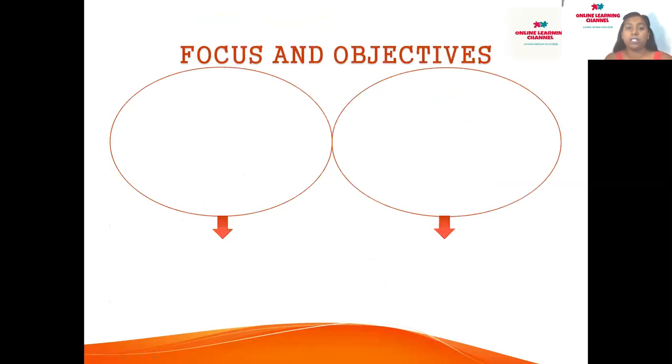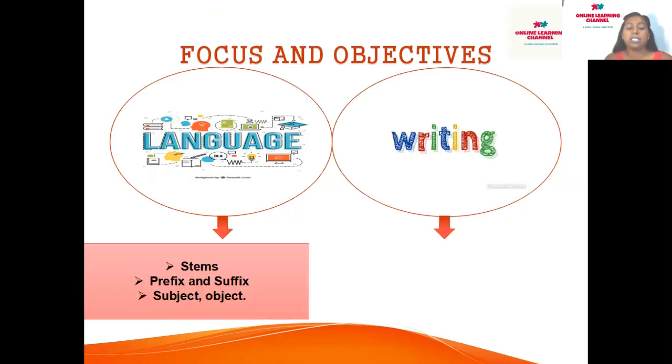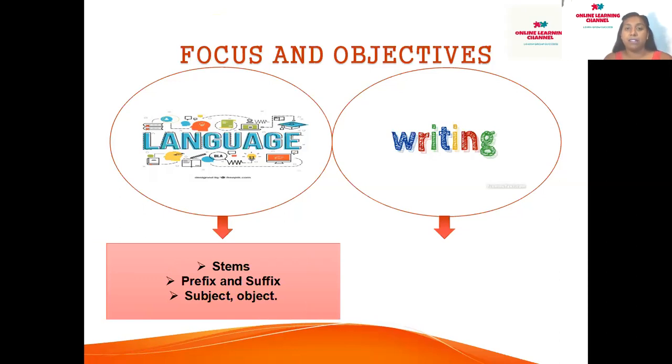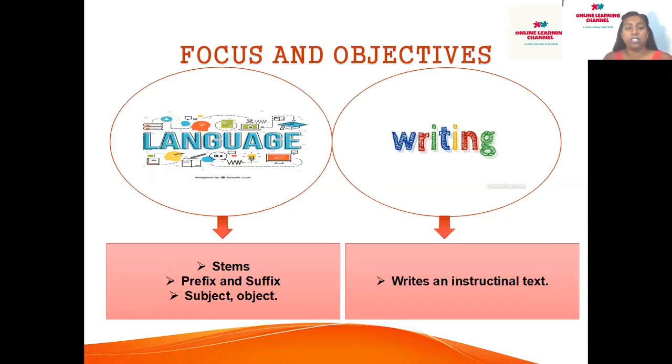Our focus and objectives for this will be on language and writing skills. So remember, for language, there is some topics we'll have to discuss quickly. And for writing, you have to write out your own set of instructional text, which could be a recipe or directions to do something. So for language, we're going to focus on stems, prefix and suffix, which is a revision from grade 4 and 5, and subject and object, which is also a revision from grade 5. And for writing, it's quite easy. We're going to write out an instructional text.